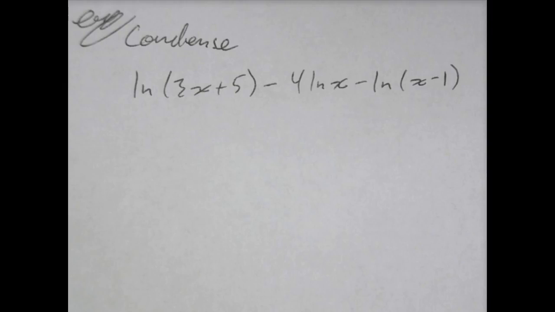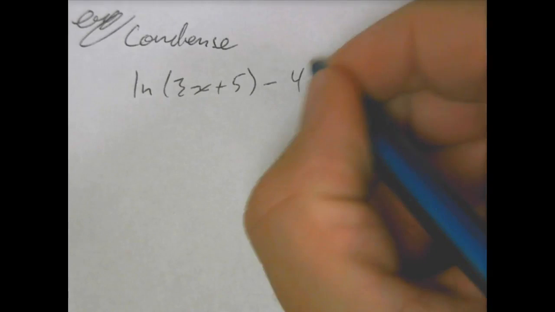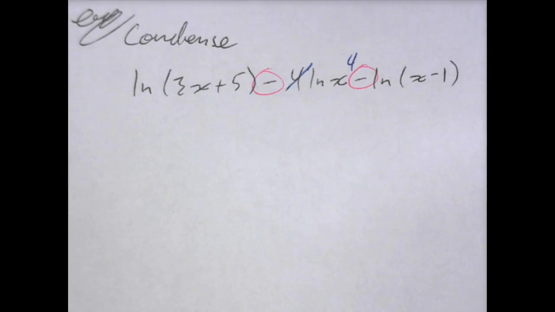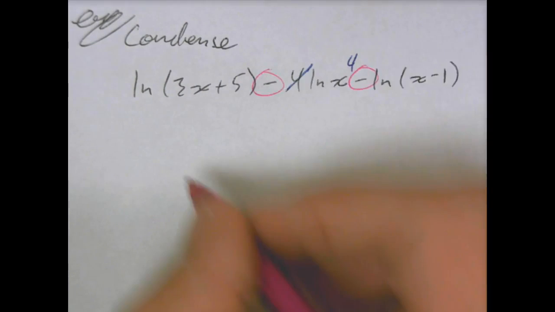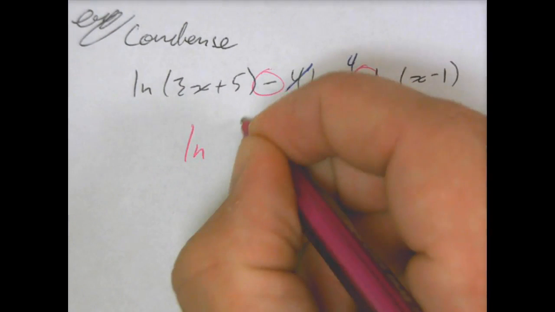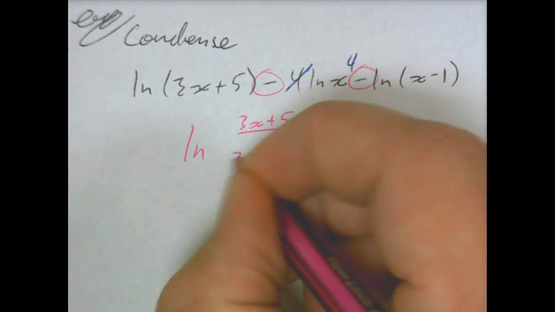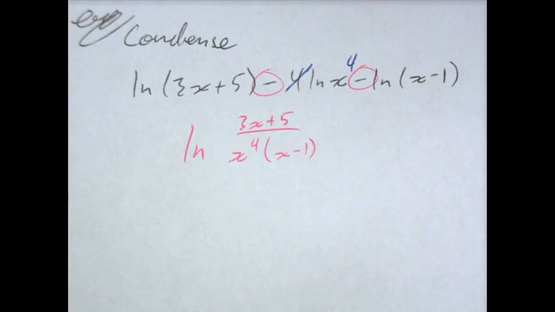Whatever you guys like. All right, with this one, I notice first that I have a 4, so I can rewrite this as x to the 4th power. These are subtractions here, so anything that's being subtracted is going to go to the bottom of your fraction. And I can rewrite this as ln of (3x plus 5) over x to the 4th times (x minus 1). If you leave it like that, I will be happy with it.